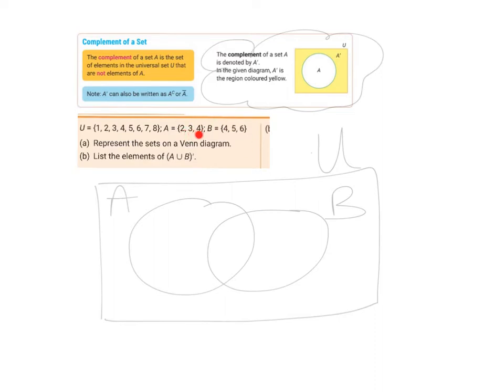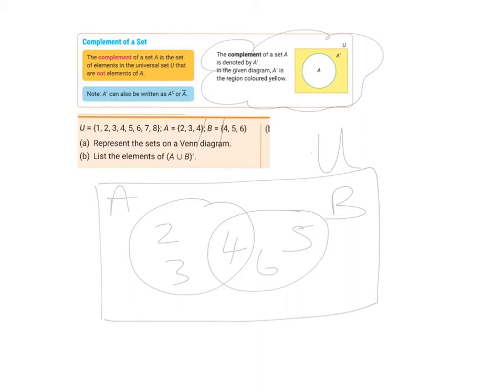So 2, 3, 4 and 4, 5, 6. We can clearly see what's common in both of them is the 4, so the 4 will be crossed out here. Then we have to fill in the remainder of A. The remainder of A was 2 and 3. And then we have the remainder of B left. The remainder of B is 5 and 6, so 5 and 6 goes here.